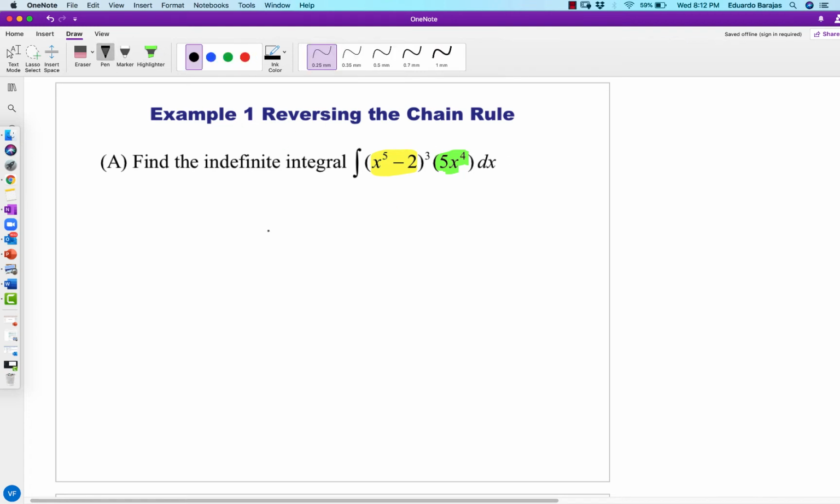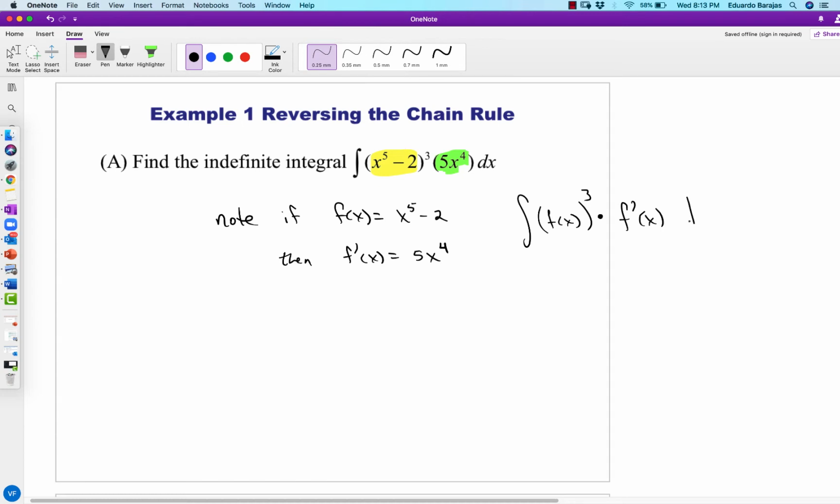Right, so put note. If f of x is equal to x to the 5th power minus 2, then f prime of x is equal to 5x to the power of 4. Okay, so its derivative is right out here. So this is the one that's the integral of f of x to the power of 3 times f prime of x dx. That's what we're staring at.